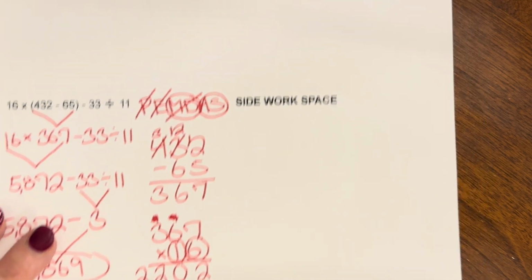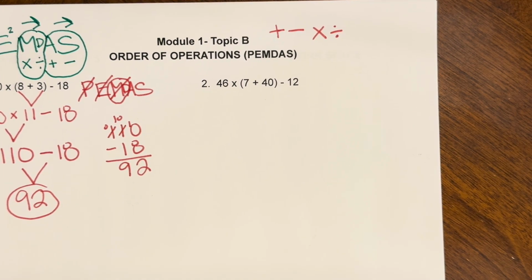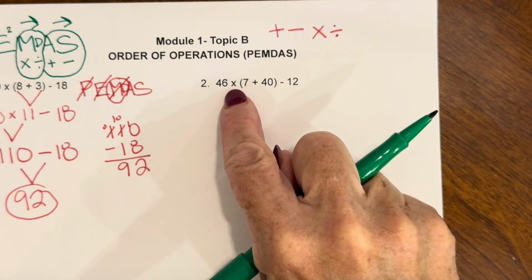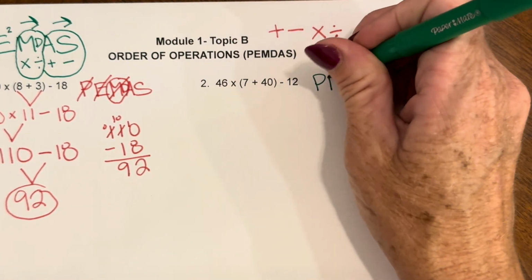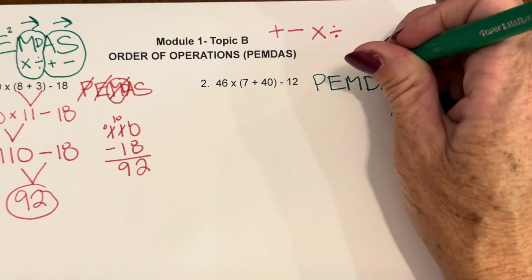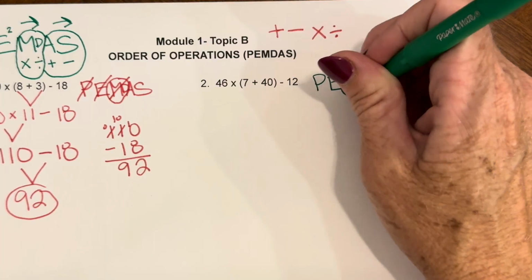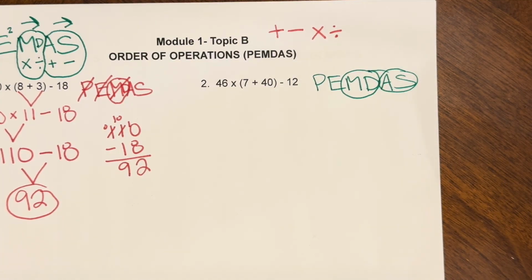Okay, so let's try 2 of these together. Okay, here's our first one. We're going to go back to number 2. Okay, and I see a multiplication sign, an addition, and a subtraction, which tells us it is a PEMDAS problem. So let's start by writing PEMDAS and circling our teams. Multiplication and division are a team, and addition and subtraction are a team.